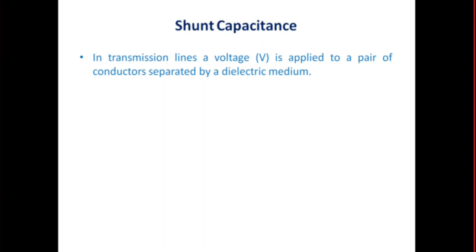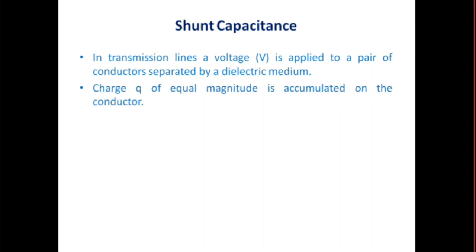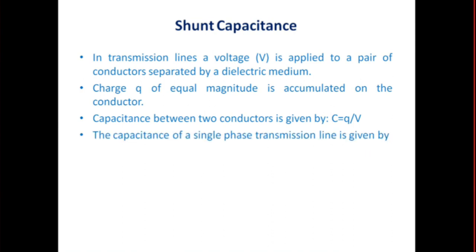For example, if you are operating your transmission line at a voltage of V, which is applied to a pair of conductors separated by a dielectric medium, and the charge Q of equal magnitude is accumulated on the conductor, then the capacitance of the conductor is given by C is equal to Q by V. Now, the generalized expression for calculating the capacitance is C is equal to 0.0566 divided by ln of GMD divided by GMR.